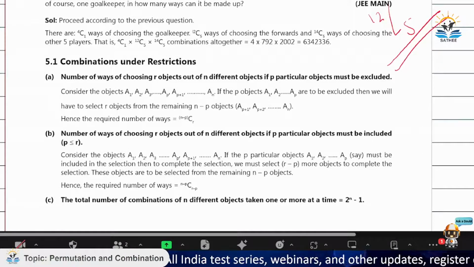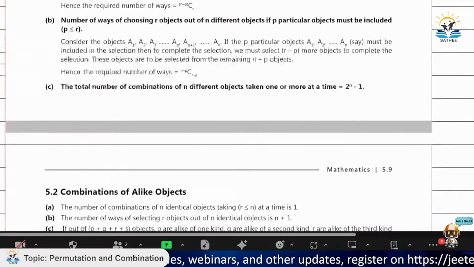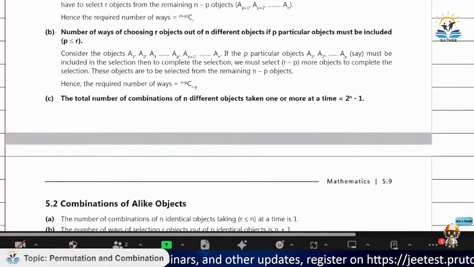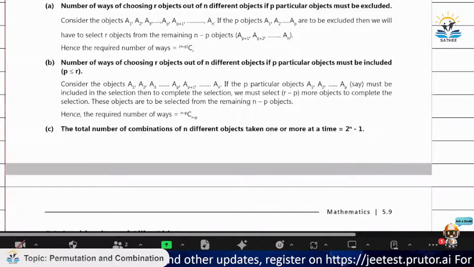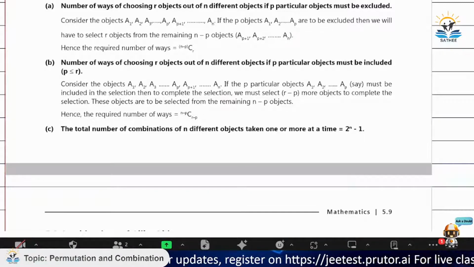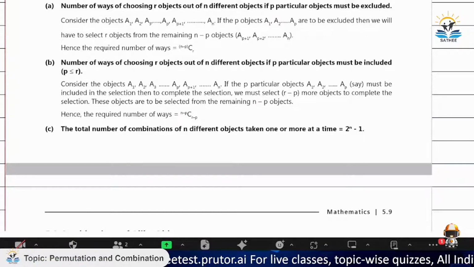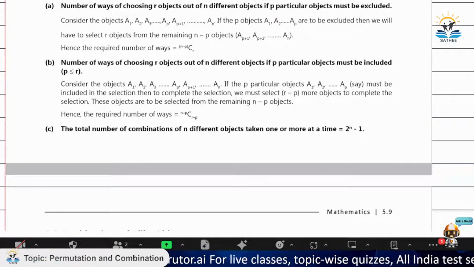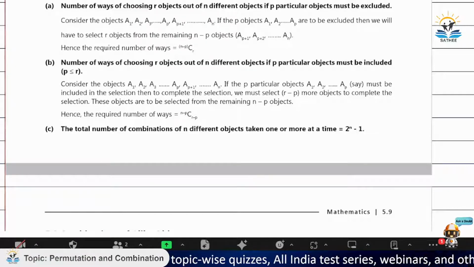Next, combinations under restriction. This is also a property and an important part. Let's see, let's cover this up and we'll end it over there. Number of ways of choosing r objects out of n different objects if the particular objects must be excluded. Consider the objects A1, A2, A3 and Ap, Ap+1 and An. If three objects A1, A2, Ap are to be excluded, then we'll have to select r objects from the remaining n minus p objects. Okay, and hence the number of required ways is this.